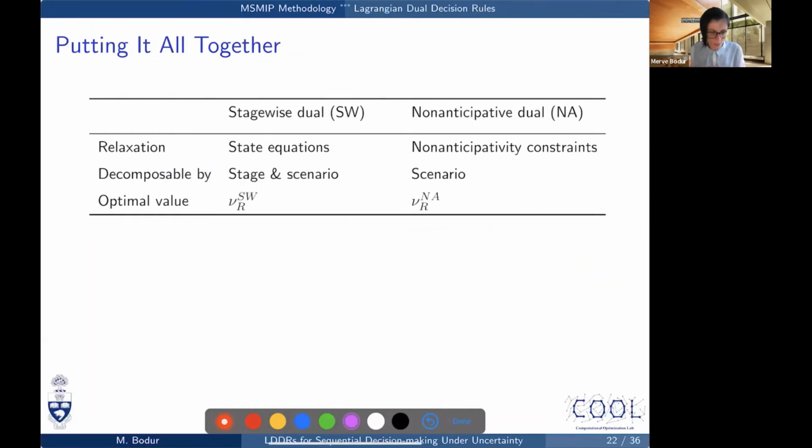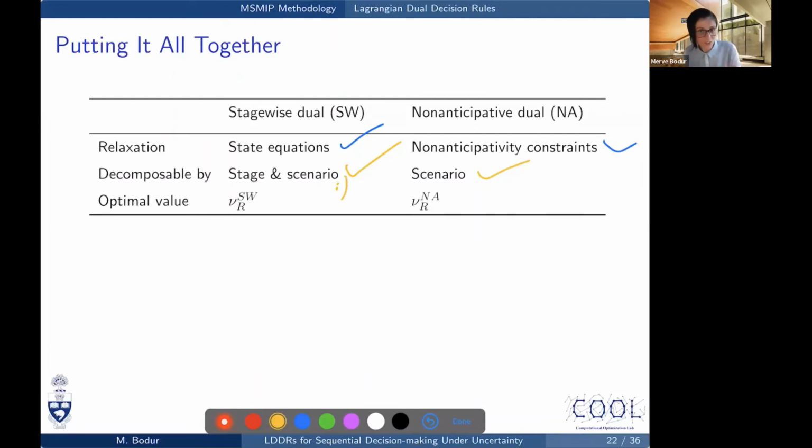So if you put all these things together, we have proposed these two different Lagrangian duals, namely the Stagewise and Nonanticipative dual. For the Stagewise one, we relaxed the state equations. Here we look at the alternative non-anticipative formulation from which we relax the non-anticipativity constraints, to obtain relaxations here. It decomposes by scenario. Here you have on the left-hand side double decomposability. So this is an advantage over the non-anticipative dual.